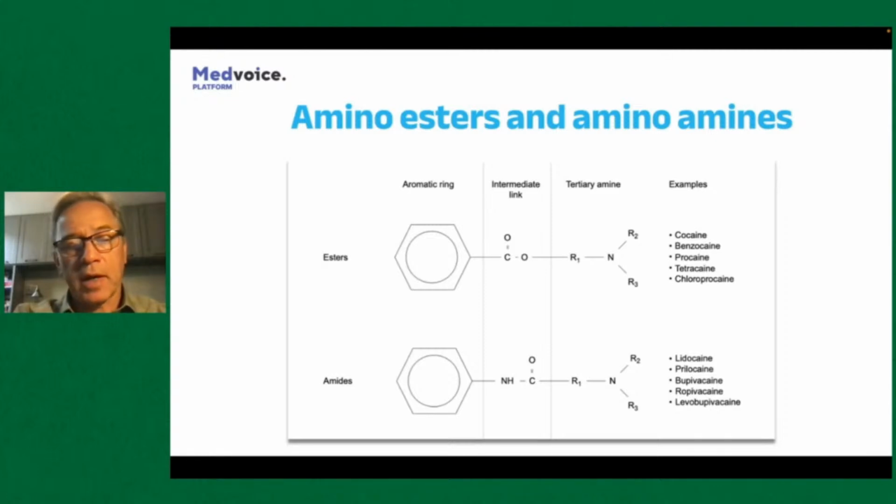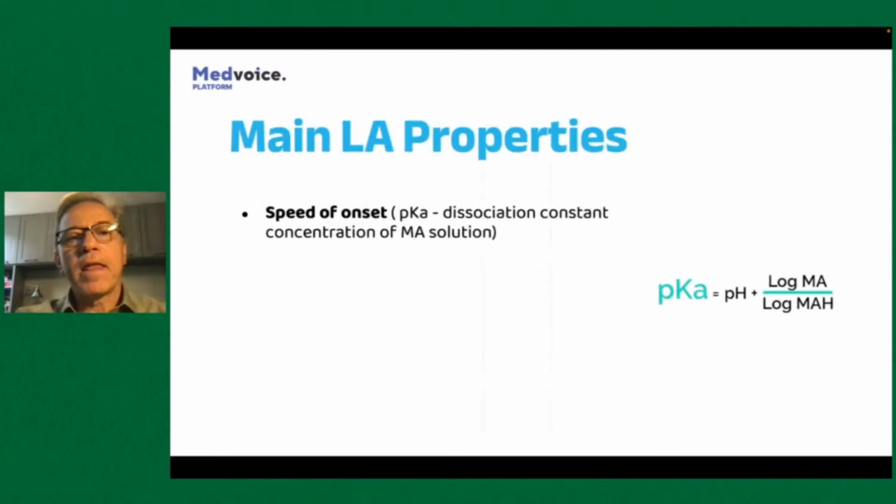spinal anesthesia. And the amide group is bigger and larger, and it's lidocaine, famous lidocaine, prilocaine, bupivacaine, ropivacaine, levobupivacaine. That is used in many countries across the world under different commercial names.